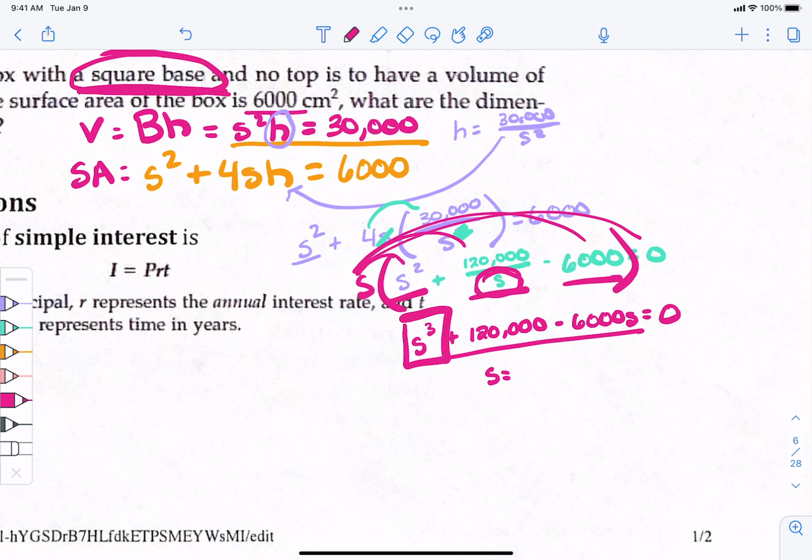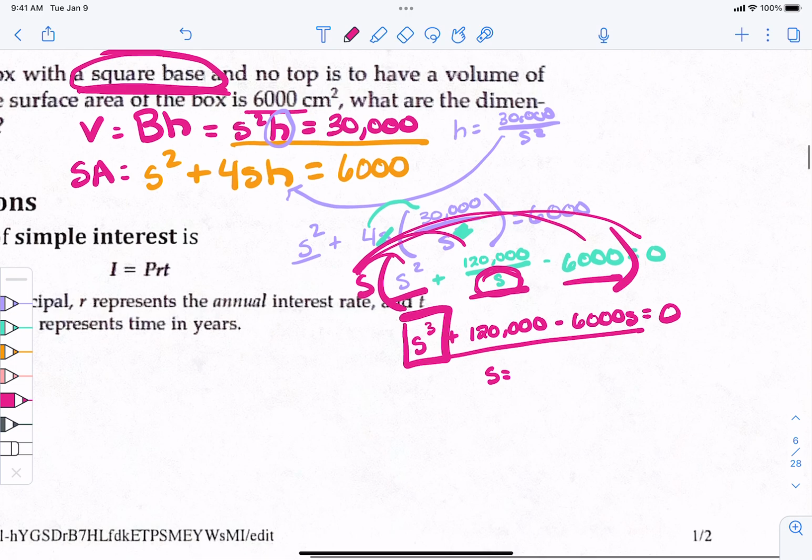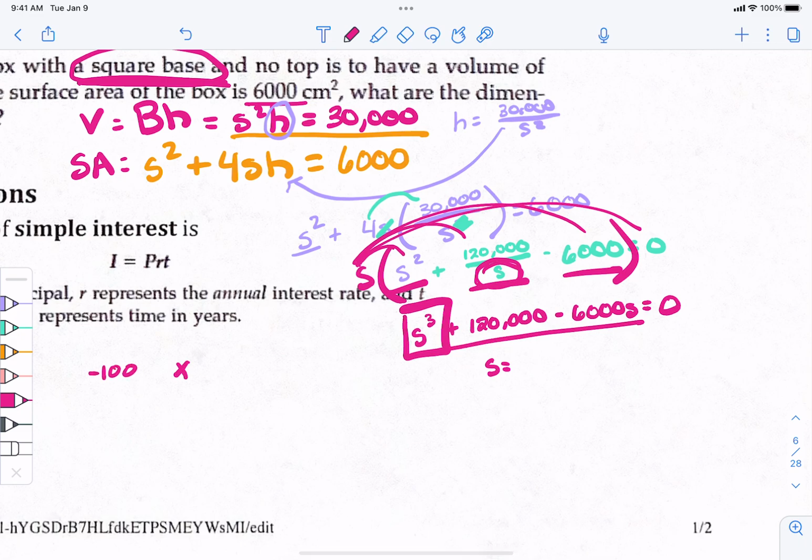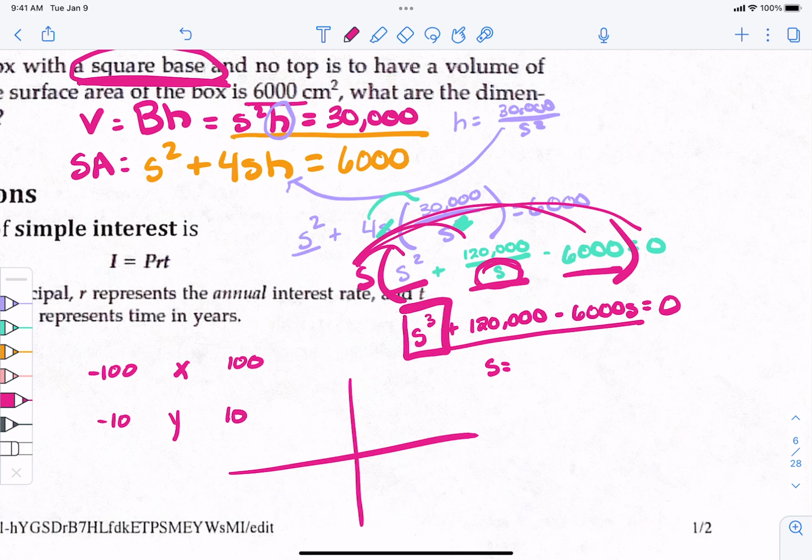I've zoomed all the way out. My window was really wild. If you're doing this in class, we went from x from negative 100 to 100, and for y's, I stayed at negative 10 to 10. What the graph looked like is something all the way over here, and then it looped around and went back up, and then went back down again over here. So we're looking at these three places.